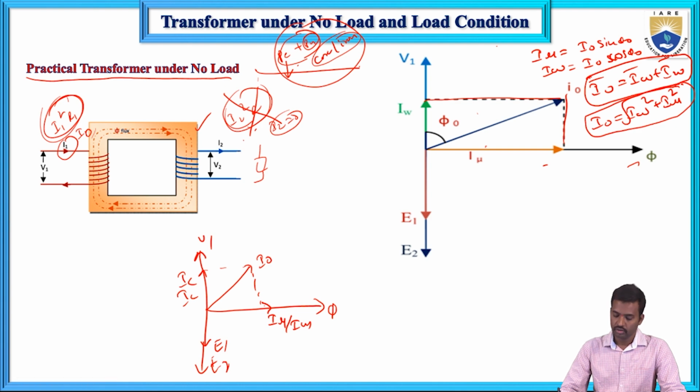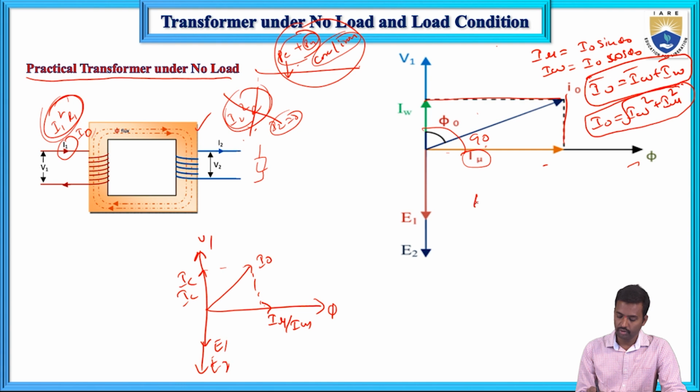Now here this IW is in phase with V1, and I mu lags voltage V1 by 90 degrees, because it is purely inductive. This I mu is responsible for the main flux phi. It is in phase with phi 1, and this V1 is always opposite to E1.